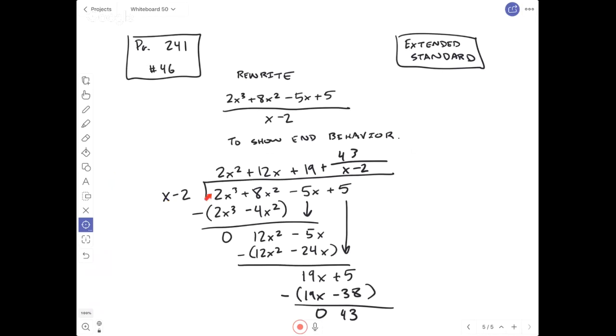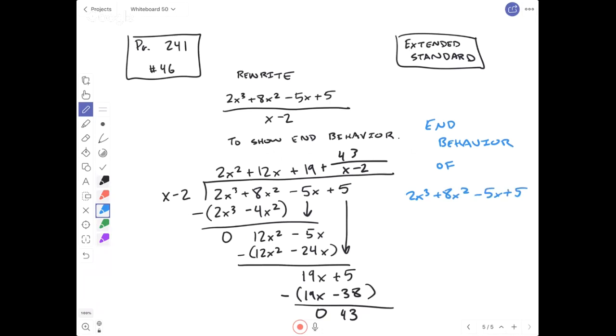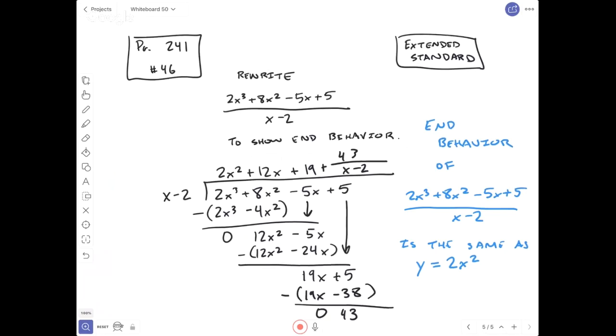Cool. I think I did that all right. Looks good to me. Okay. So this shows us that the end behavior of 2x cubed plus 8x squared minus 5x plus 5 over x minus 2 is the same as y equals 2x squared.